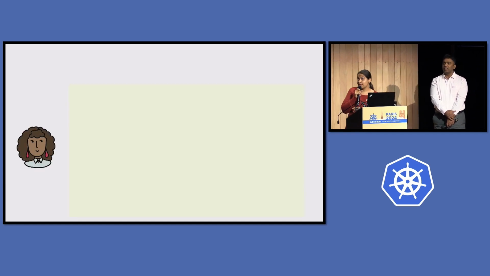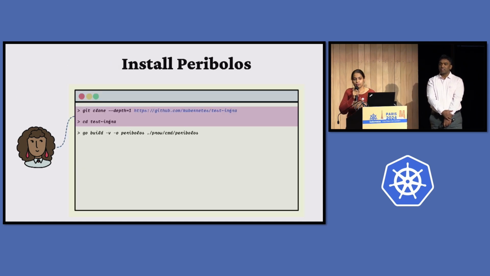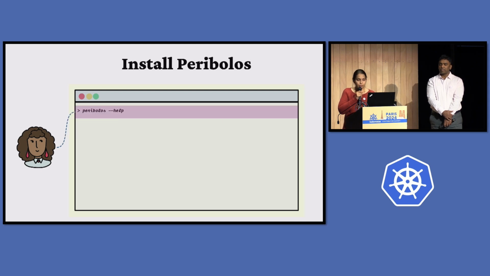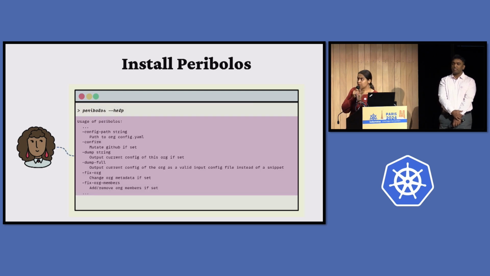So let's see that in action with Jan. Let's try to install Peribolos. Our code for Peribolos, the tool itself, sits inside this repo called Kubernetes/test-infra. You clone that and you build the Peribolos binary. And if the installation went well, you'll have the tool available to you. You can check with the Peribolos help flag to see if everything is working fine and all the flags that are available to it.